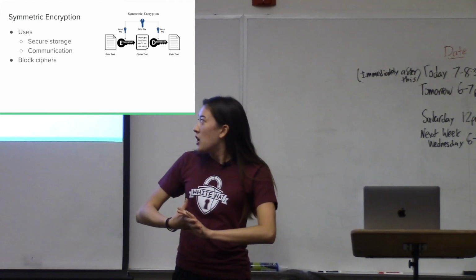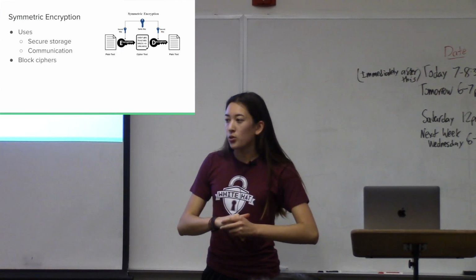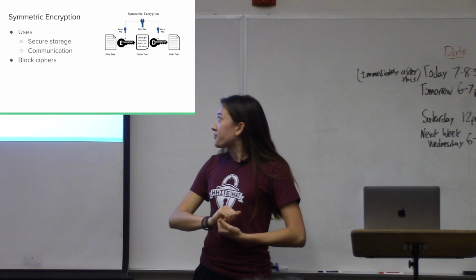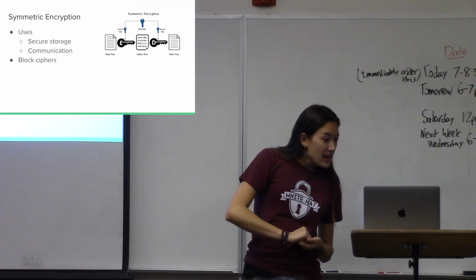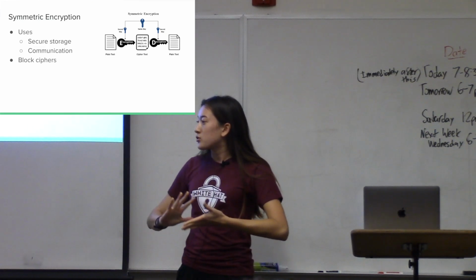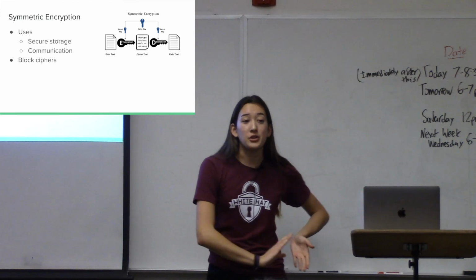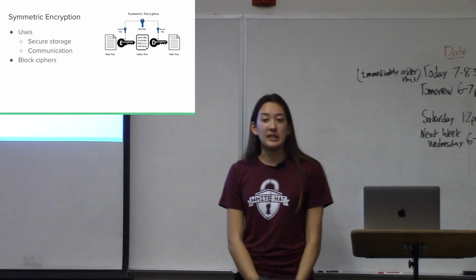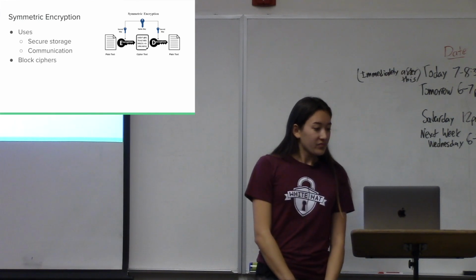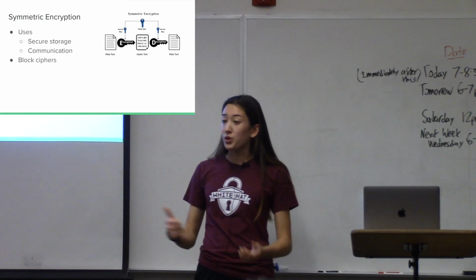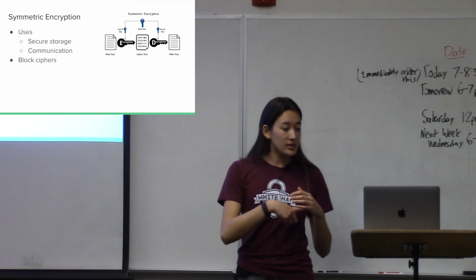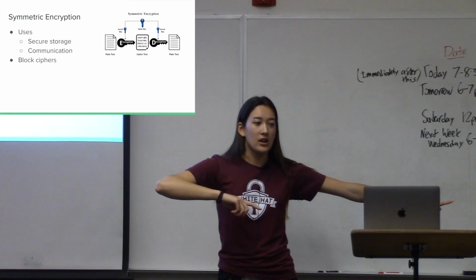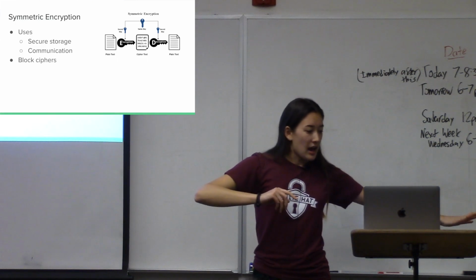So symmetric encryption, what do we use it for? We use it for secure storage on device and in the cloud, and also communication. It's really good for secure storage. One problem with using it for communication is that you have to share the key, and that's a whole other issue that I will go into later with a cool key exchange algorithm. There are two types of symmetric encryption: block ciphers and stream ciphers. I'm going to talk about block ciphers, but not stream ciphers because they're a little less relevant.